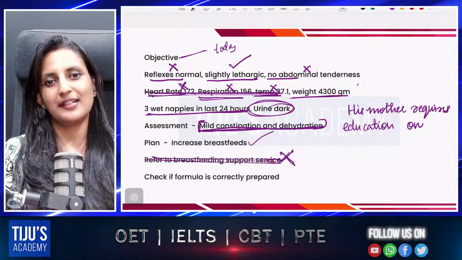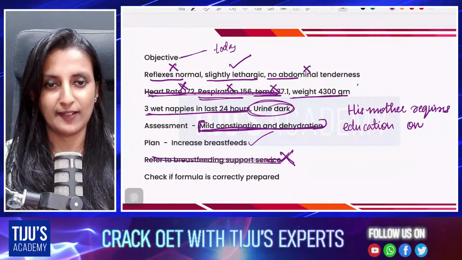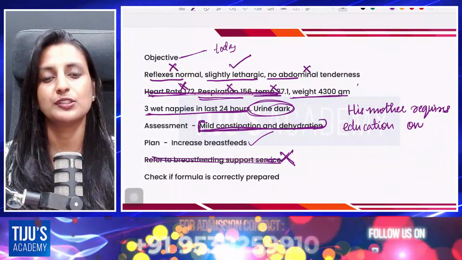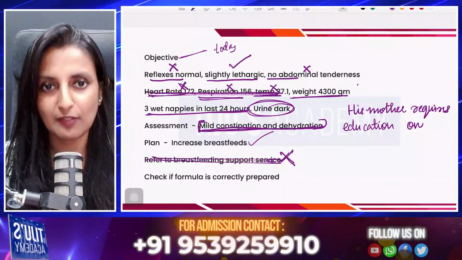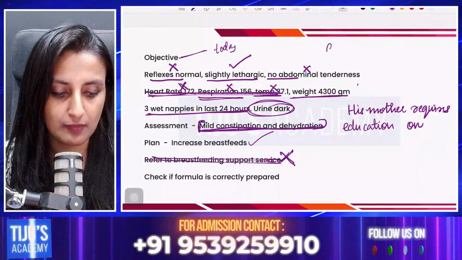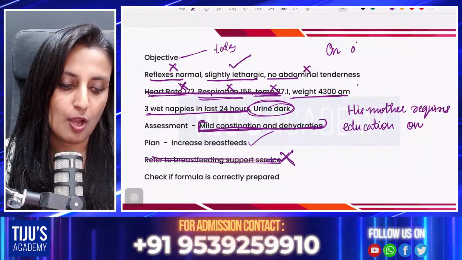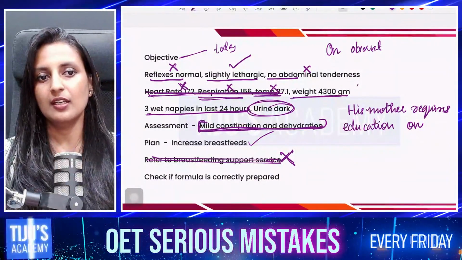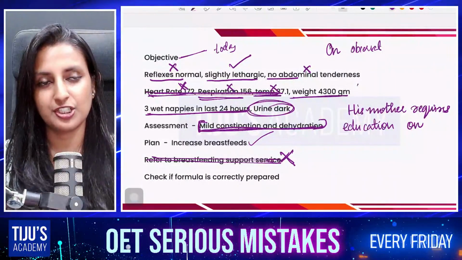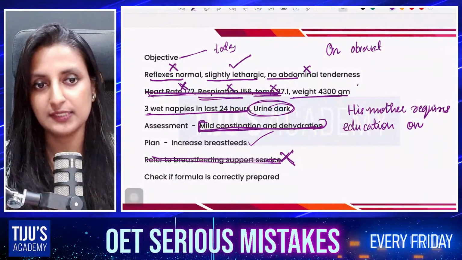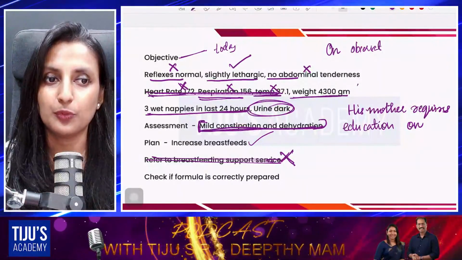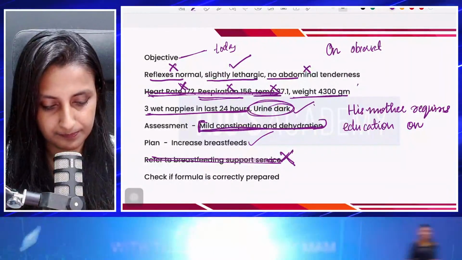Ethan and his mother attended for a routine 6-week checkup and his mother concerned about the condition and requested for stool softener. And the objective data, how we can write objective data? By mentioning on observation. On observation, he was slightly lethargic. His current weight was this. He had 3 wet nappies in last 24 hours and his urine was dark in color.